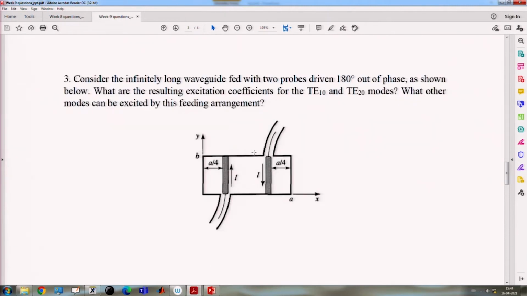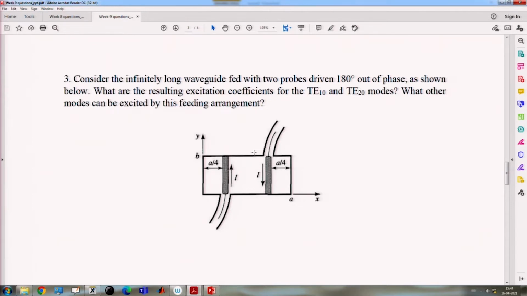Consider the infinitely long waveguide fed with two probes, as shown in the figure below. It is infinitely long in the plus z direction and in the minus z direction, and fed with two probes driven 180 degrees out of phase. We can see that one probe is at x equal to a by 4 and the other probe is at x equal to 3a by 4.